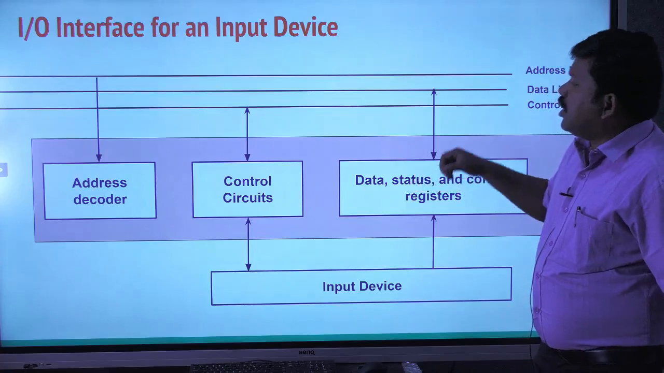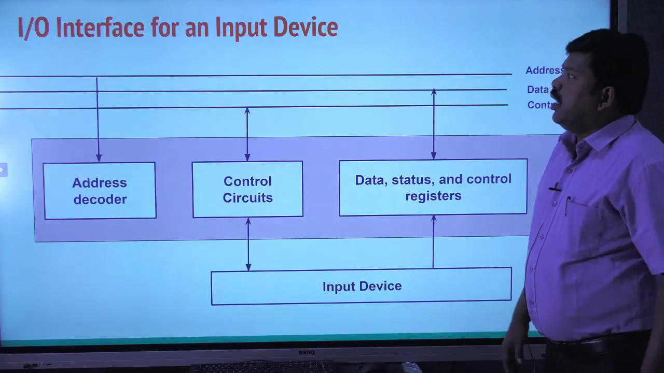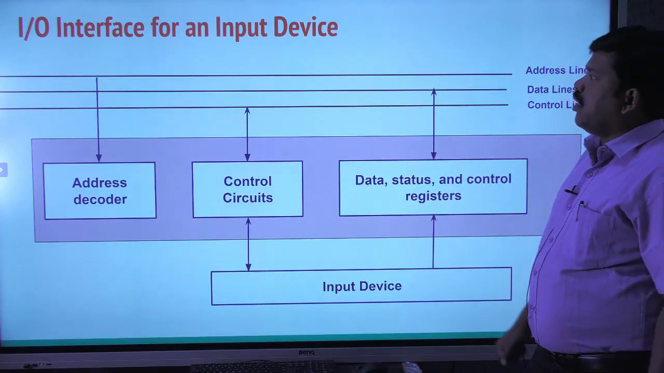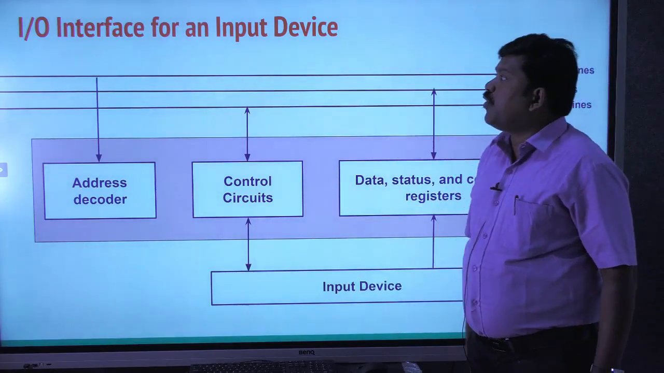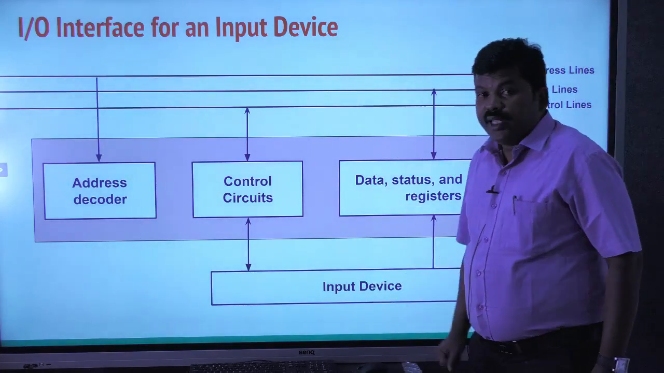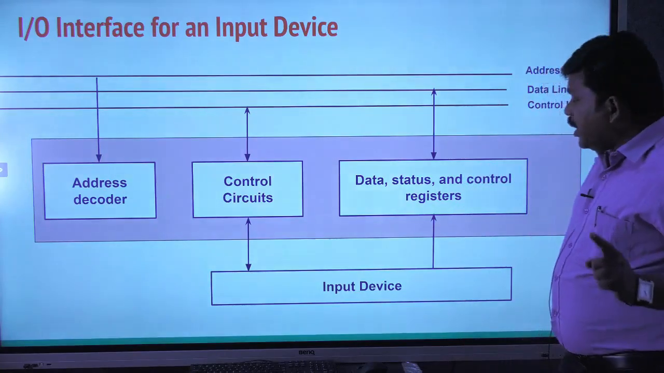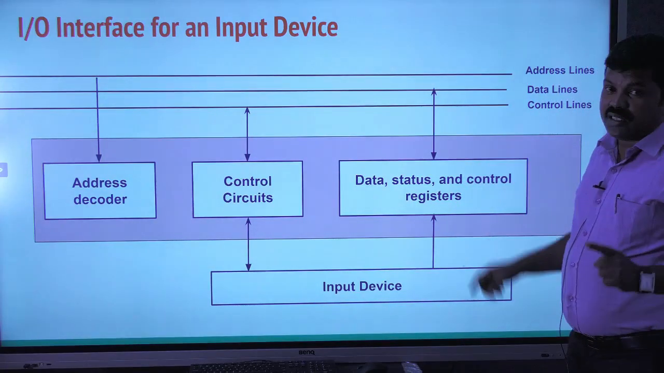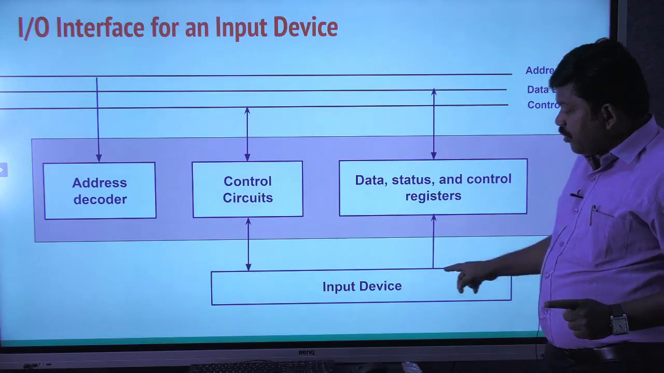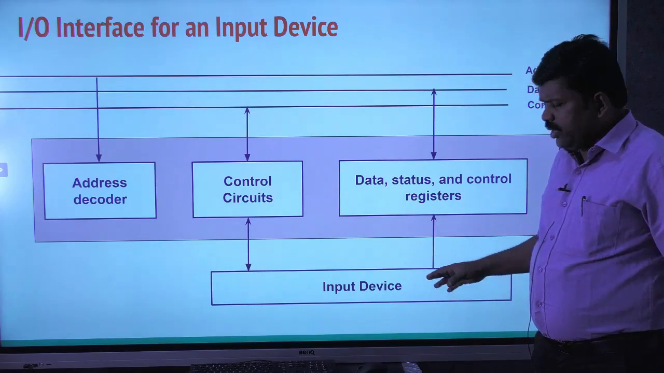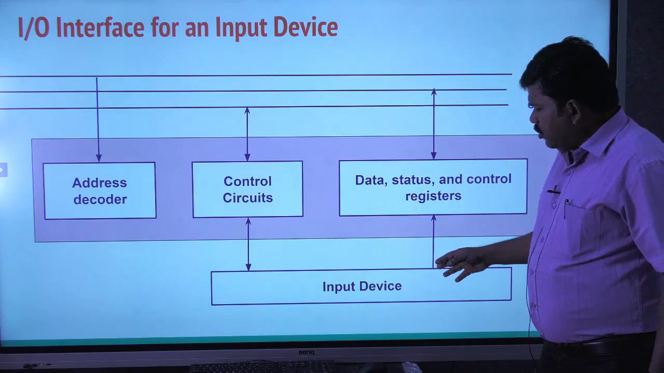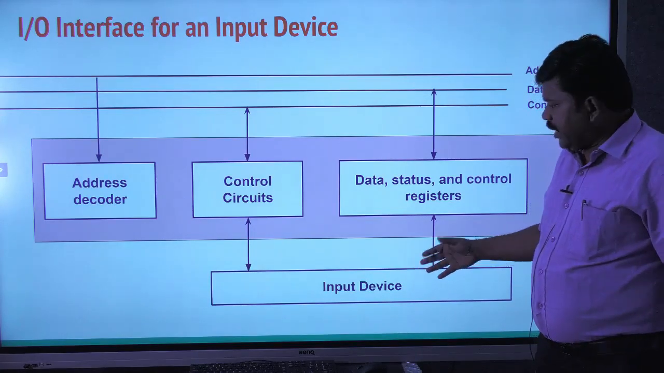So this is a detailed diagram of the different address lines and data buses available. This is called the IO interface for an input device. Normally the input devices will not be directly connected to the processor, as I told you earlier, because of the slow nature of the data transfer. They are very slow actually. It is called indirect data transfer.